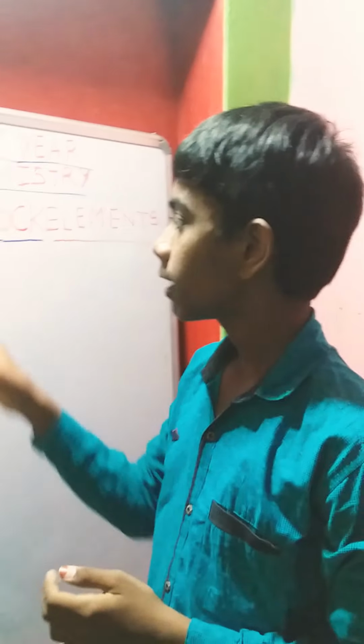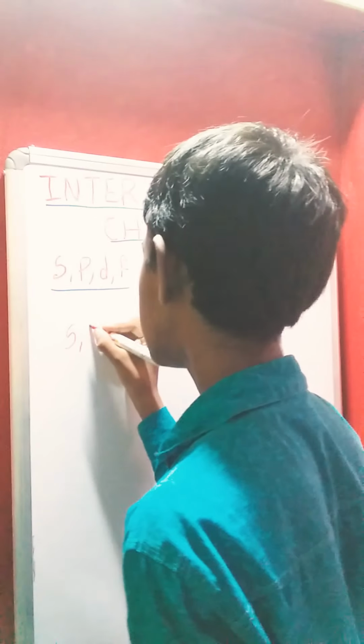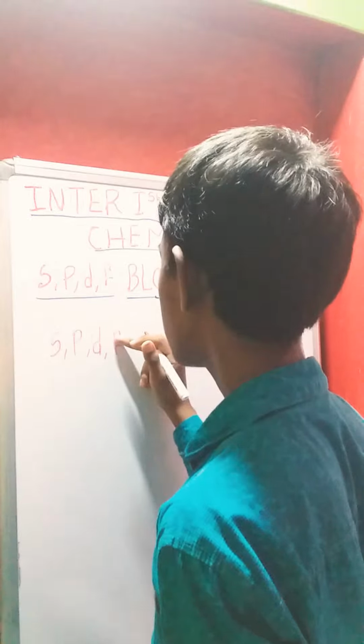Inter first year chemistry. Let us discuss SPDF block elements. First, let us know about the differentiating electron. The last electron entering into an atomic orbital is called the differentiating electron. Based on the entry of the differentiating electron into various orbitals, the elements are classified into four blocks. They are S block, P block, D block, and F block.